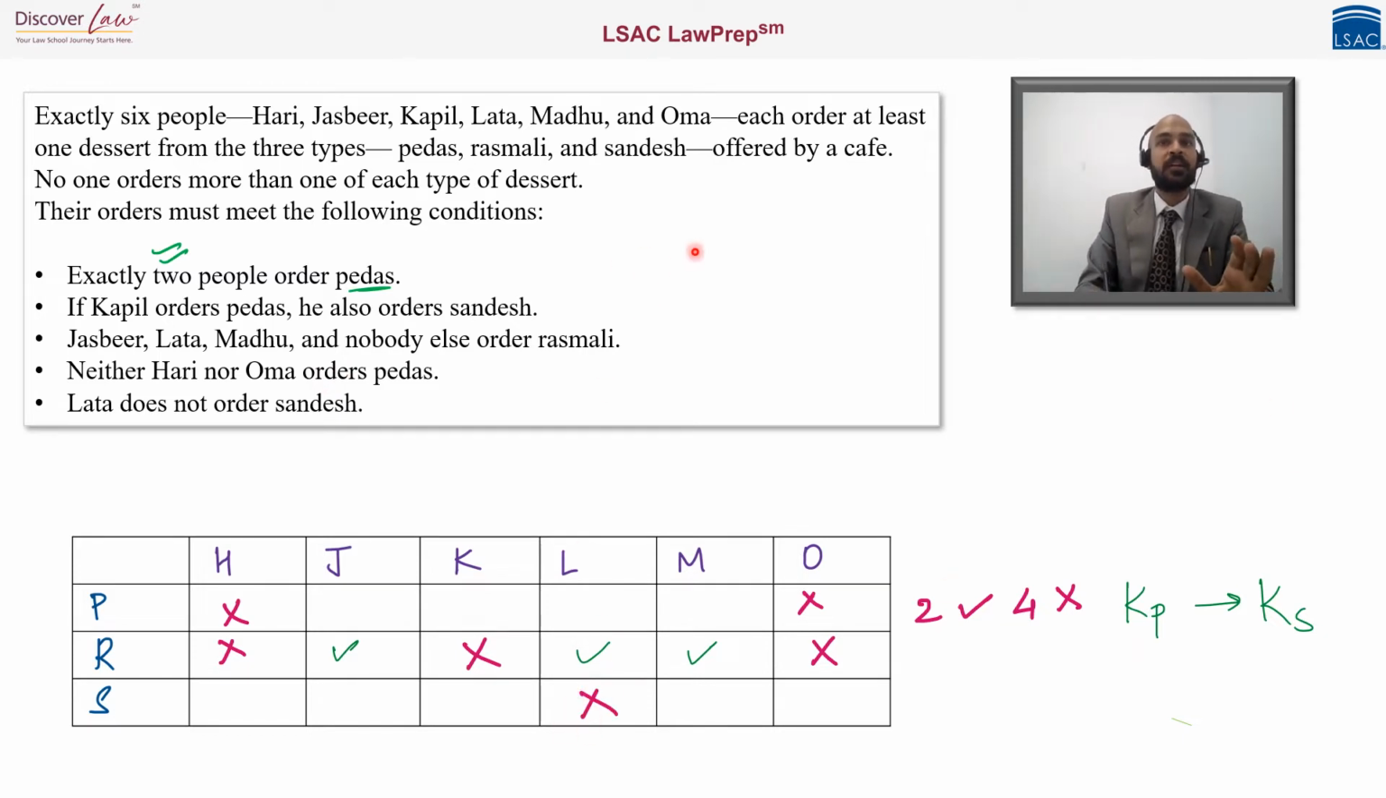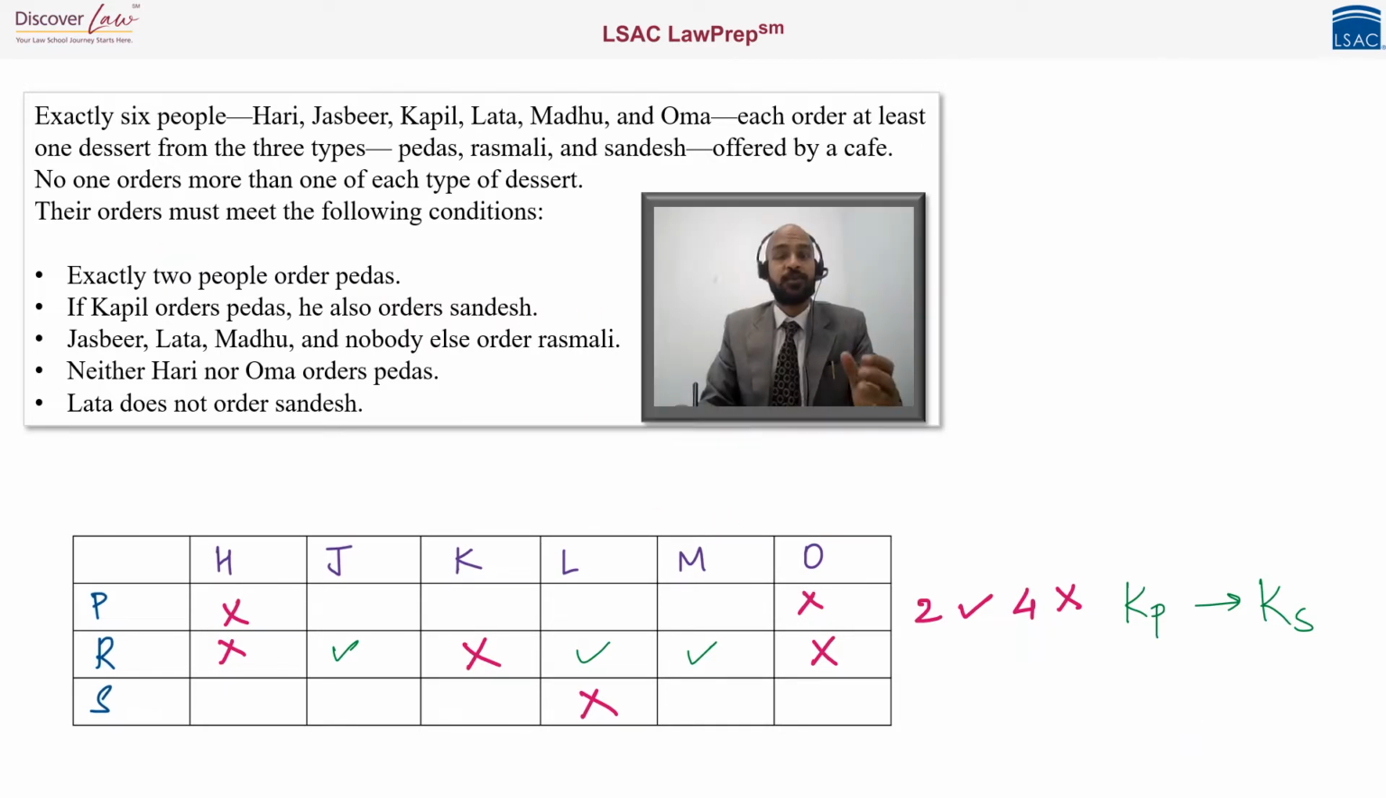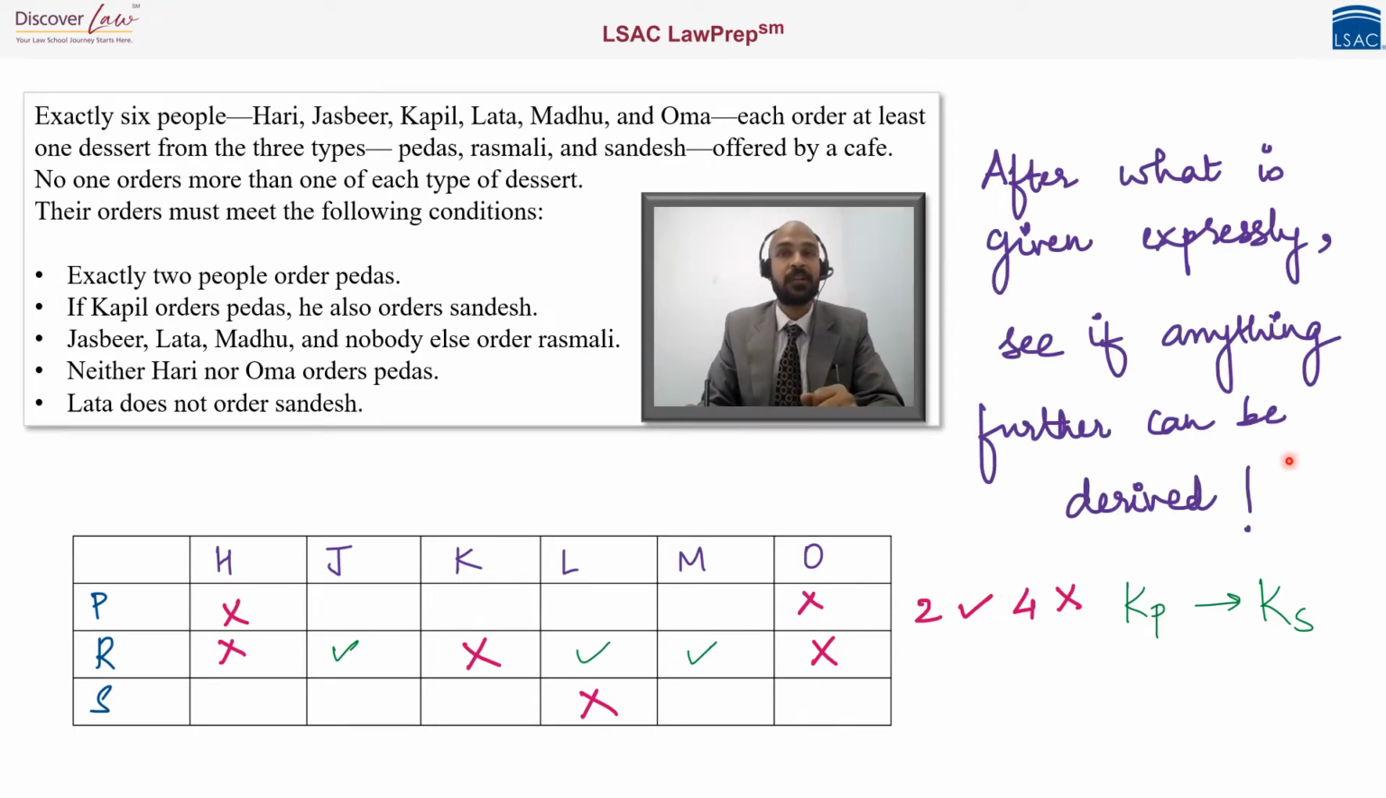And now what we've done is we've entered everything that we had in here into this table. So is this table complete? Have we done what we had to? Recollect that I told you in the beginning of this session that after what has been given to you expressly, see if you can derive anything more. Can you fill in any more blanks?